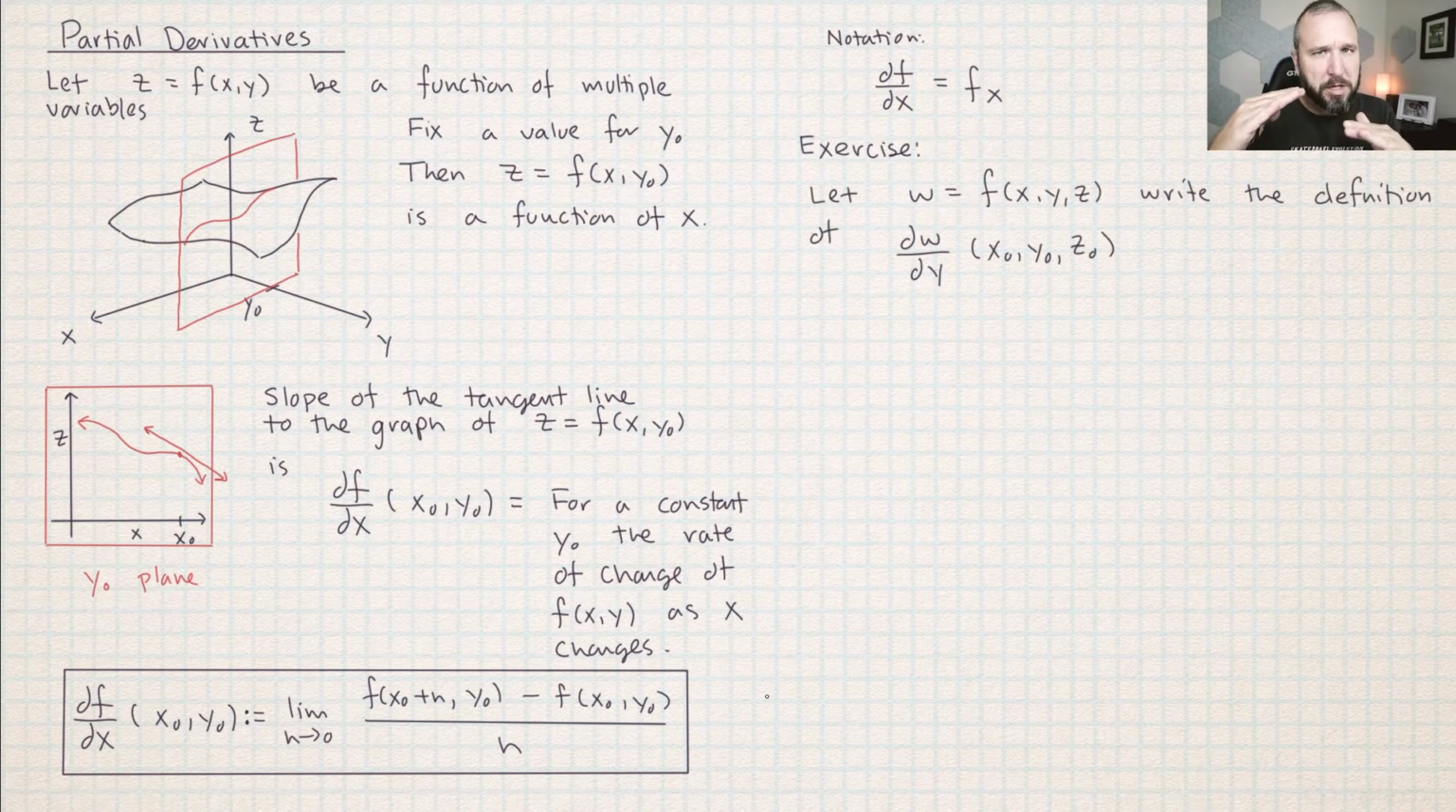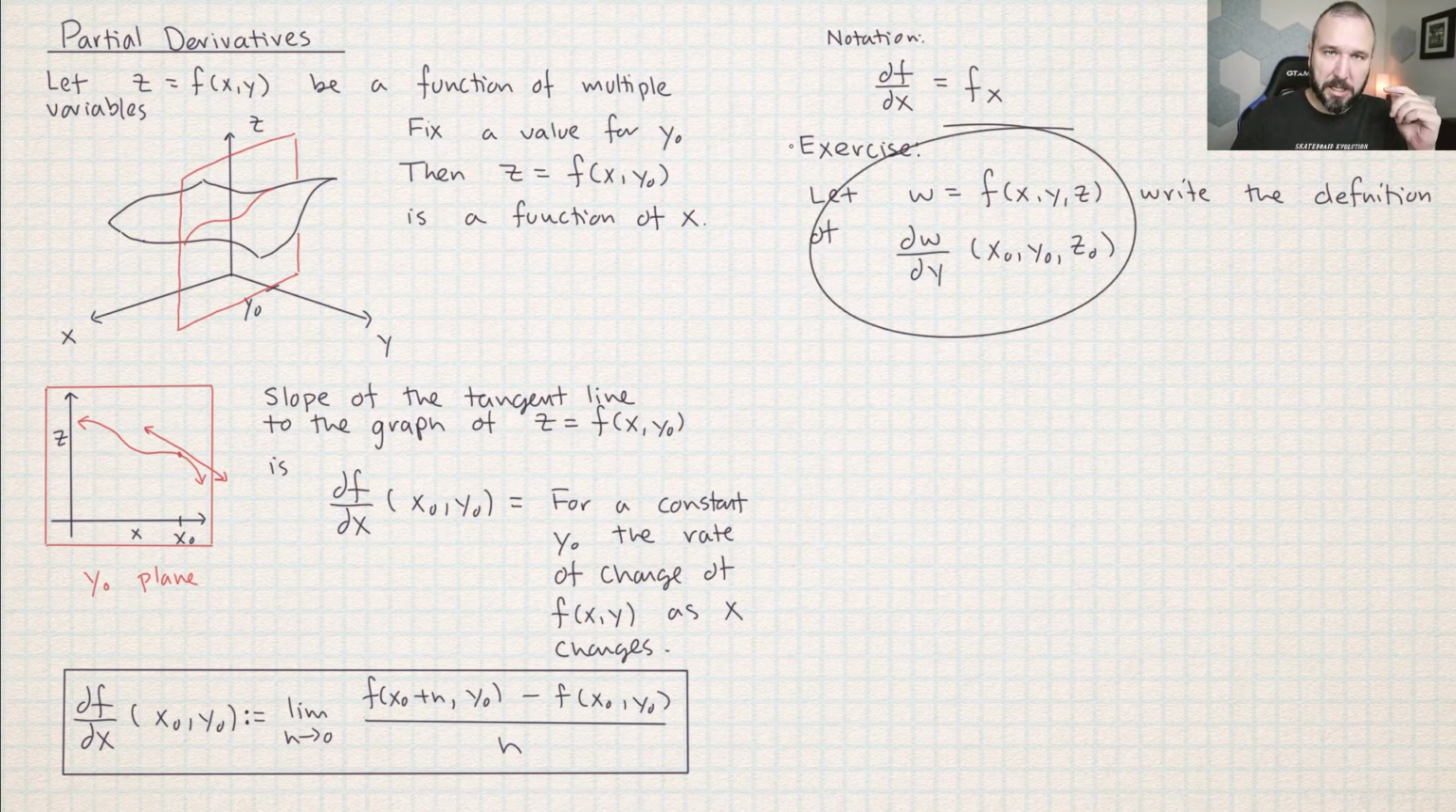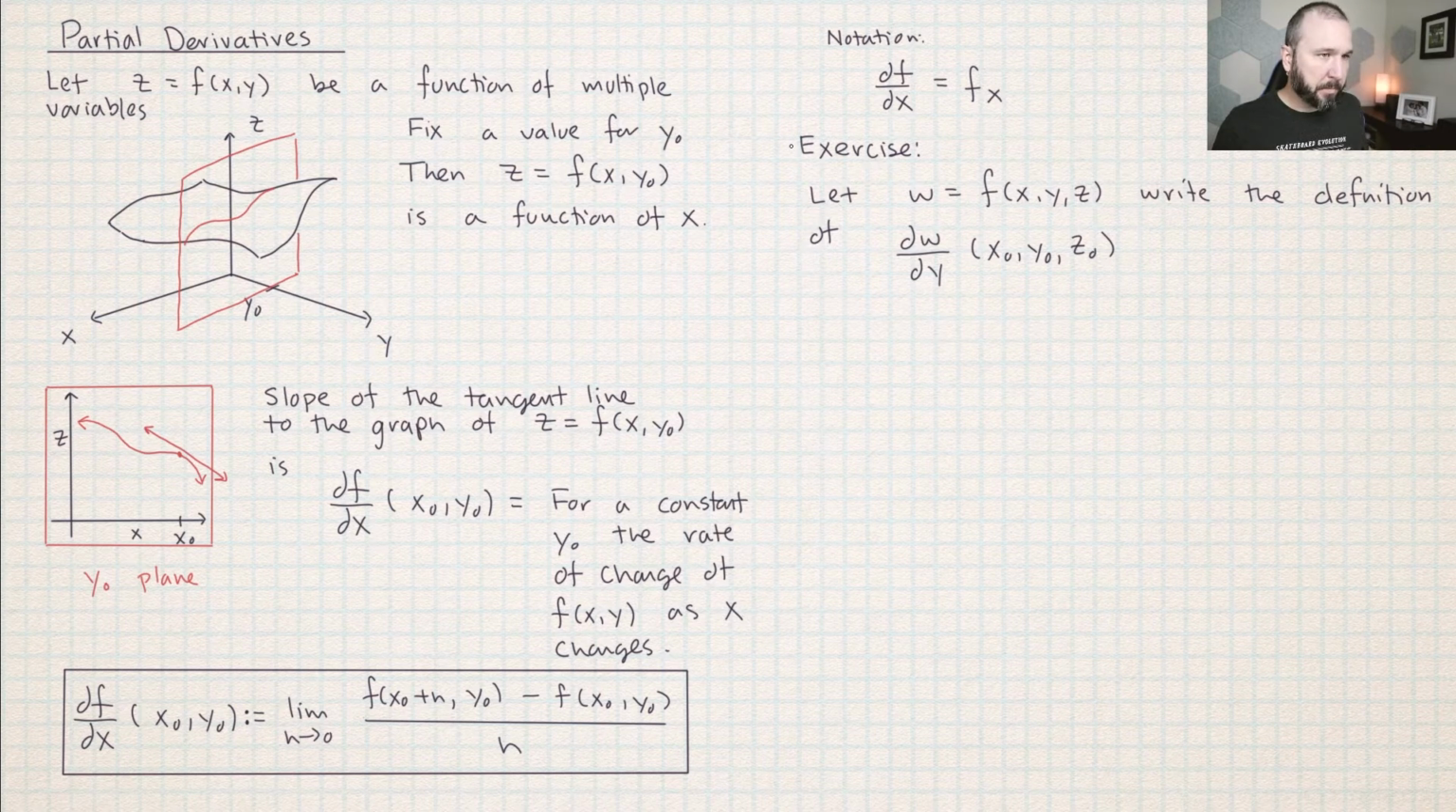Just to make sure that you have this definition solid under your fingers, I want you to consider a situation like this, and you can make up your own letters if you want, and try to write the definition of one of the partial derivatives. In this case, I'm letting w be a function of x, y, and z. Take a minute to convince yourself what the definition of del w del y is. This should mean x and z are constant, and we're calculating how the function changes as y changes.